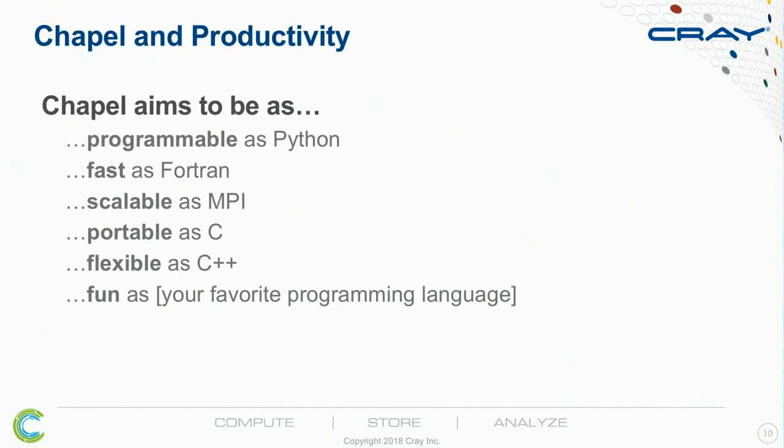One way that I'll explain it is to compare to other languages. So we want a language that's as easy to read and write code in as, say, Python, but yet is as fast as Fortran, as scalable as MPI, which is how most people do large-scale HPC programming today, as portable as C, as flexible as C++, and as fun as your favorite programming language so that you get excited about using Chapel.